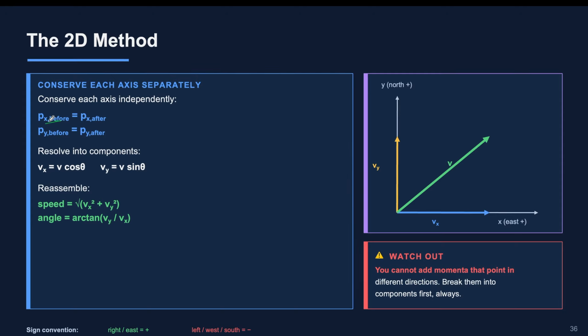So Px before has to be equal to Px after. Makes sense, right? You're just splitting this into vectors here. Py before has to be equal to Py after. Here you just have to split into components sometimes. And then these are just the regular vector formulas. Okay? You cannot add momenta that point in different directions. You have to always break them into different components first.